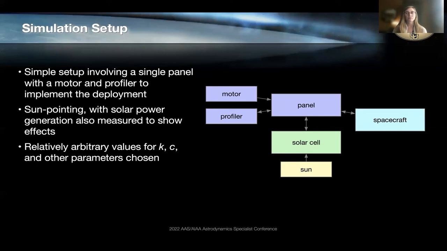In terms of particular values for K and C, I wasn't trying to be realistic. I just picked some numbers to show everything in action. And of course, I incorporated my motor and my profiler. I didn't end up using a sensor because I didn't add any noise, so I just fed the panel state to the profiler.